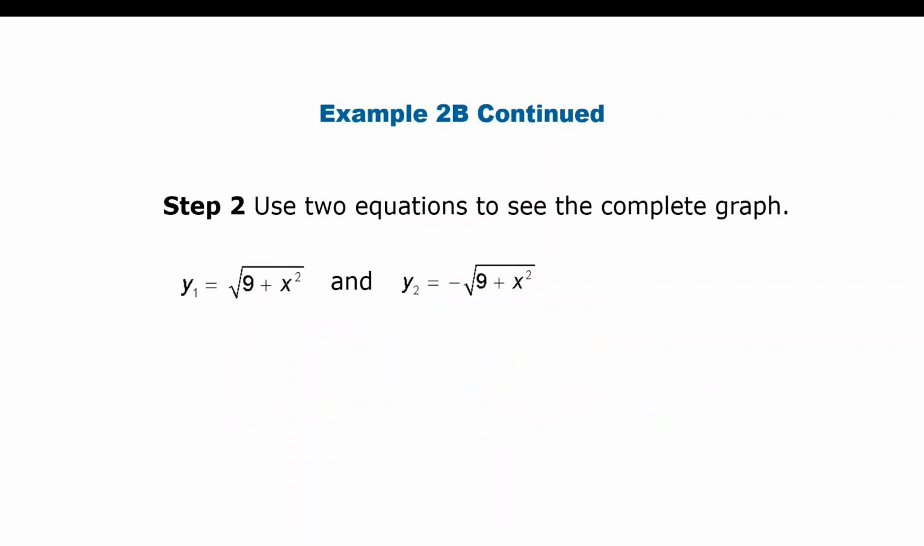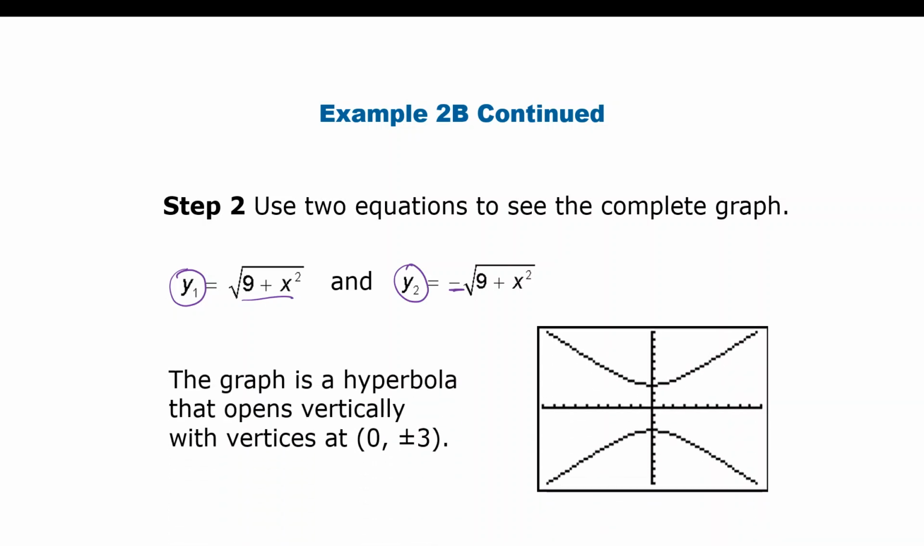Step 2 says to use the two equations to see the complete graph. So you're going to put in y1, the positive of it, and y2, be sure to put your negative in. All right, now the graph is a hyperbola that opens vertically, and the vertices are at 0, positive 3, and 0, negative 3. So all this information is information you'll need to be able to tell.